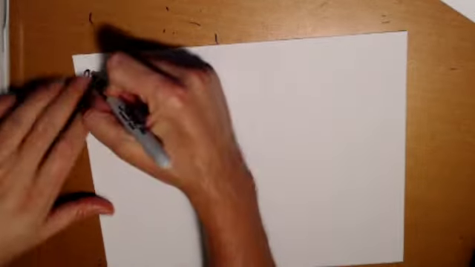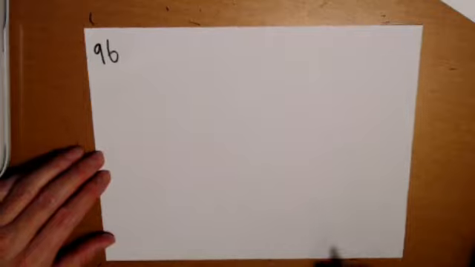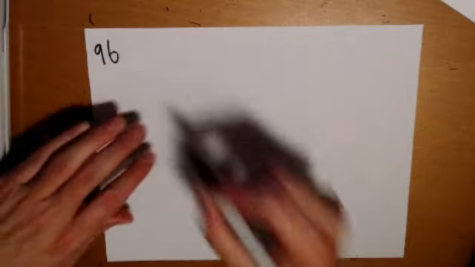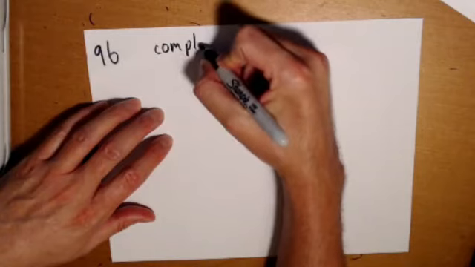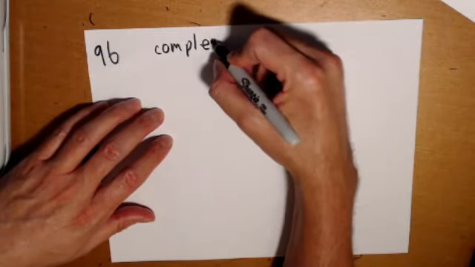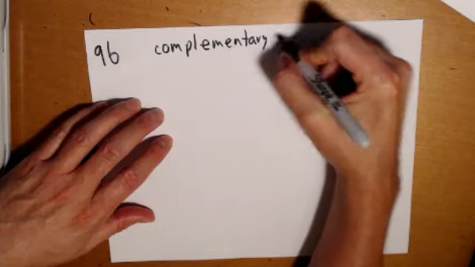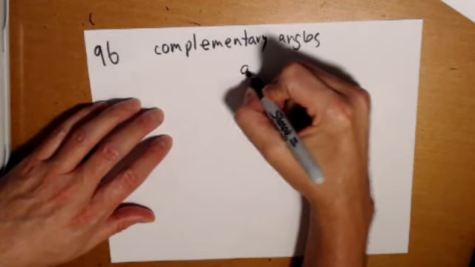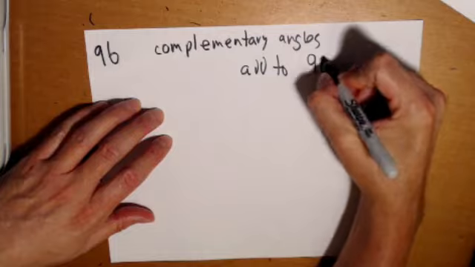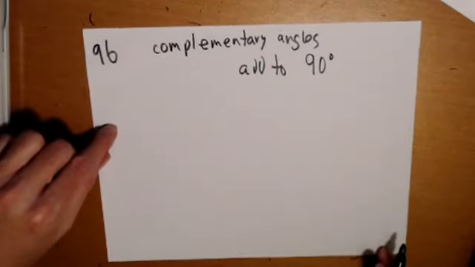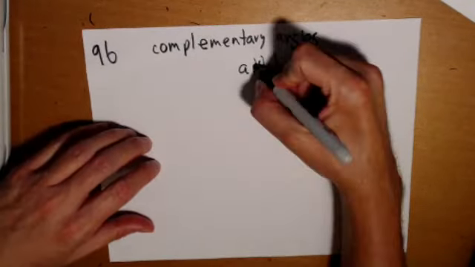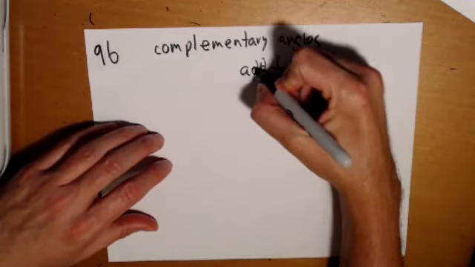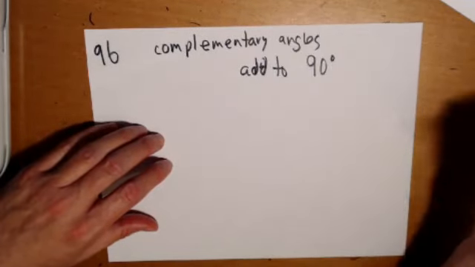Let's try 96. Probably get a new pen in a second. 96 says, what does it say? The difference of two complementary, like the word complete, complementary angles add to 90 degrees. Angles that add up to 180 are called supplementary. So supplementary add to 180, complementary add to 90.